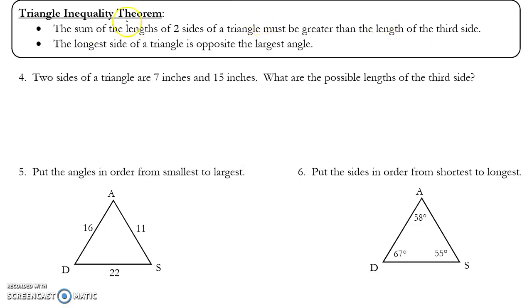In addition to that, we talked about how the longest side of a triangle is opposite the largest angle, and vice versa. Shortest side is opposite the smallest angle. Looking at these three examples, the first one, number 4, is an application of this first goal, understanding the triangle inequality theorem. I know two sides are 7 and 15. That means my third side I don't know.